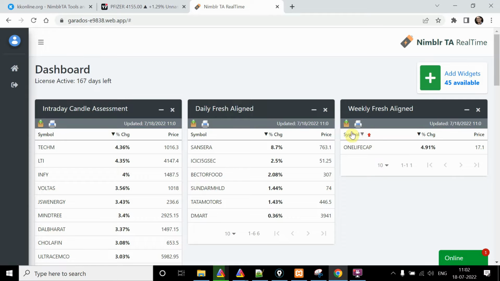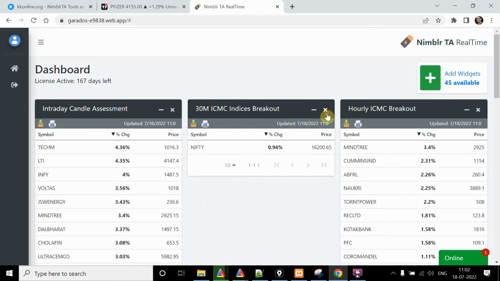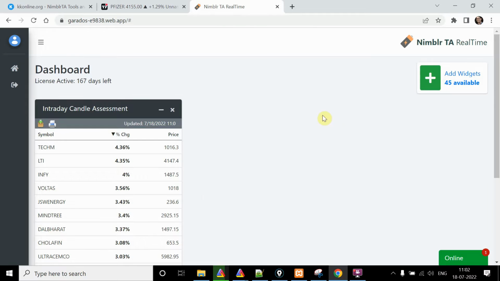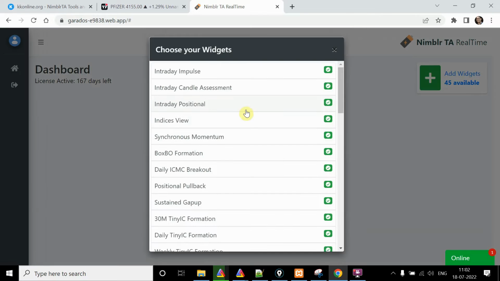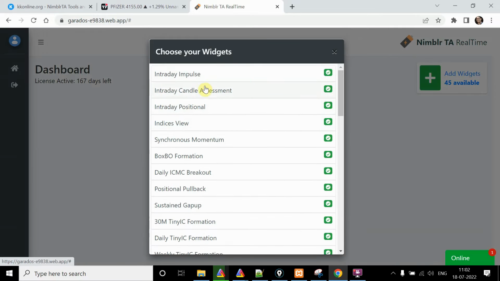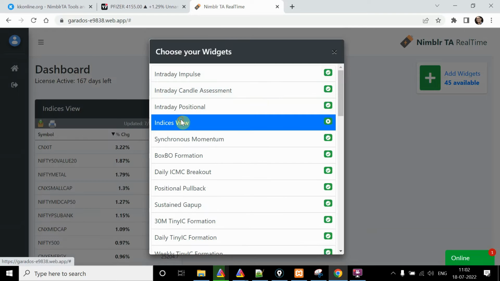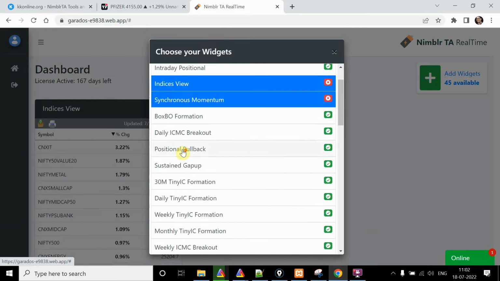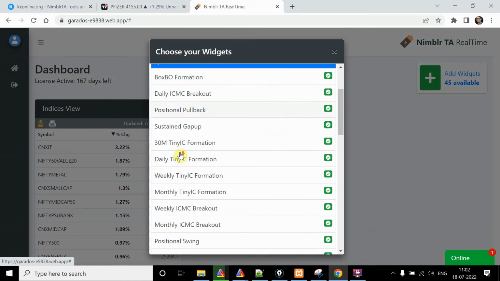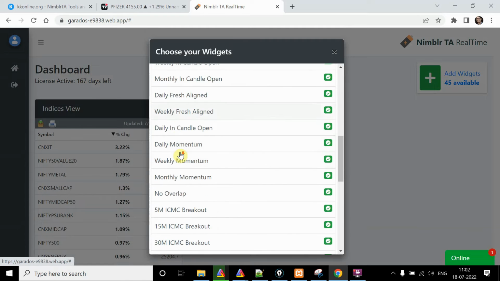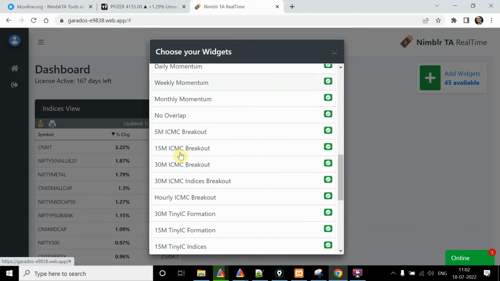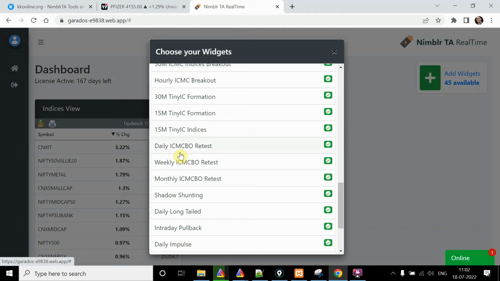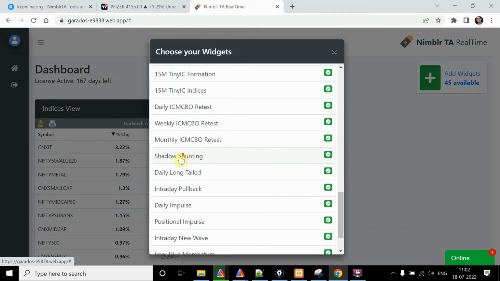So using the widget is extremely simple. All you need to do is identify what you are looking for, positional or intraday. You could have different varieties. Indices can be used, synchronous momentum, we use ICMC breakouts, the gap up. So there are around 45 widgets which we discussed over here, and based on your understanding of the concept, the same can be used.